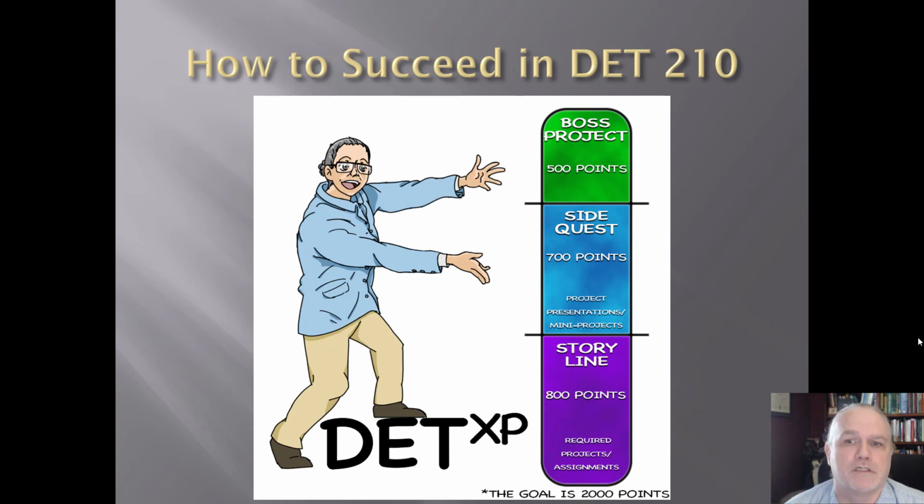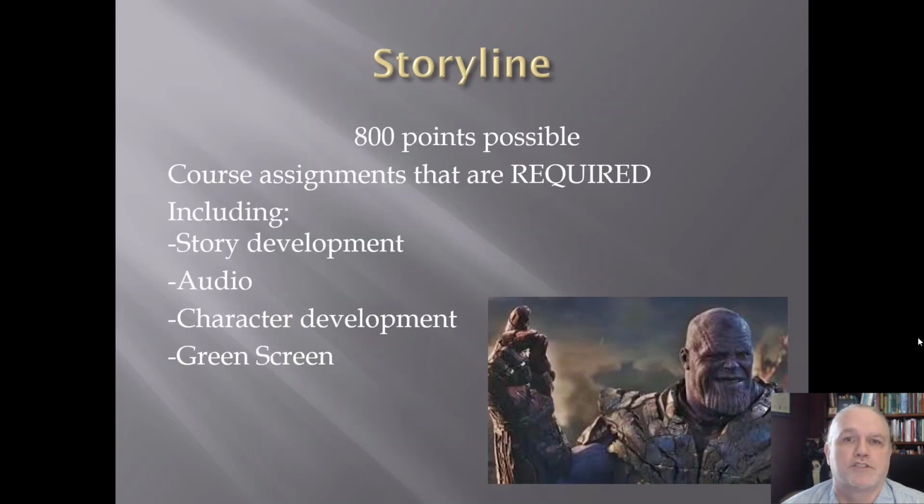The first part is the storyline. Storyline has 800 points possible for the class. These are required course assignments. You have to do all of the assignments. You cannot skip them and hope to pass the class. This is 800 points, and they are required. You don't turn one of these in, you're not going to pass the class.